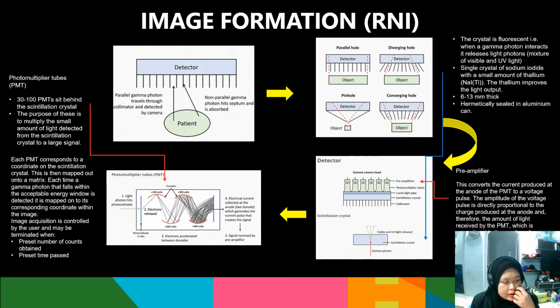The PMT consists of 30 to 100 PMTs sitting behind the scintillation crystal.